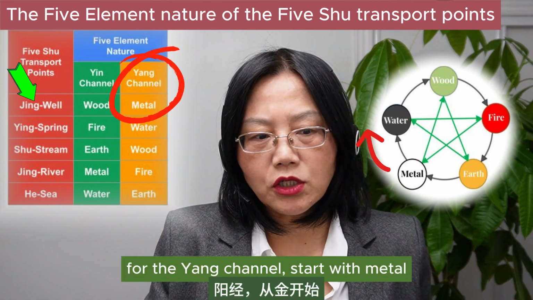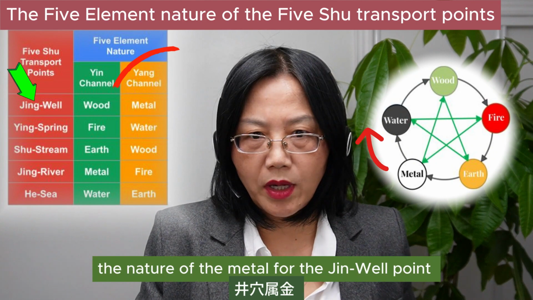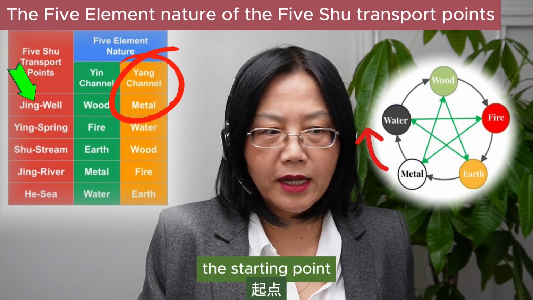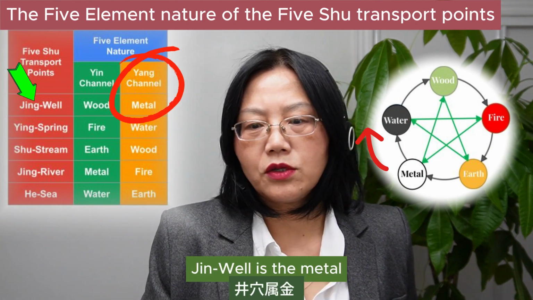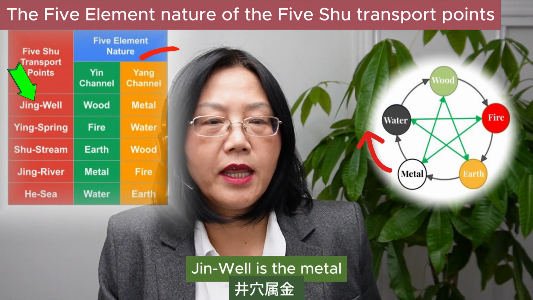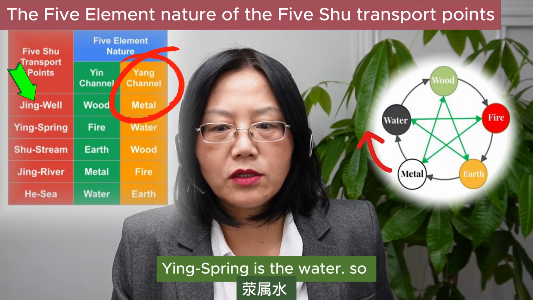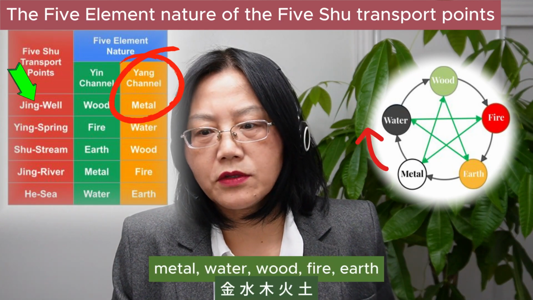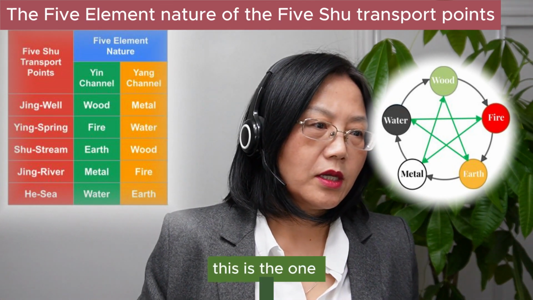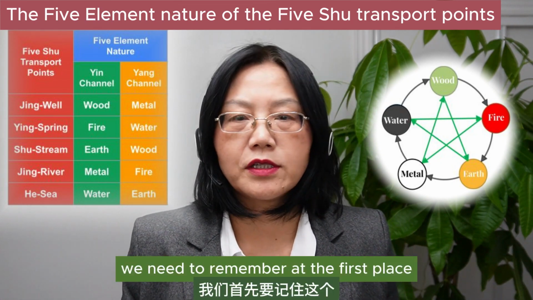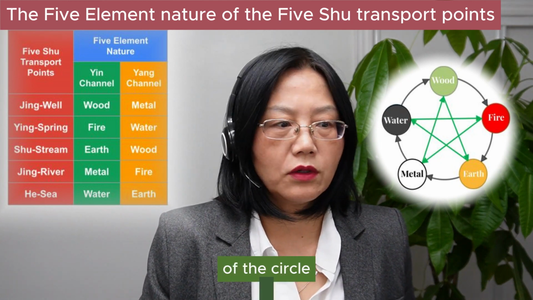For the yang channel, start with metal, the nature of the Jing-Well point. After you know the starting point, you just follow that. Jing-Well is metal. The next Shu point, Yin-Spring, is water. So metal, water, wood, fire, earth, go like this. This is the one we need to remember in the first place. It follows the sequence of this circle.